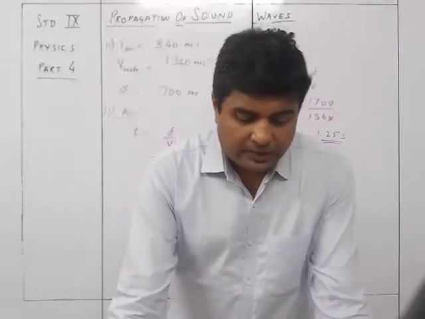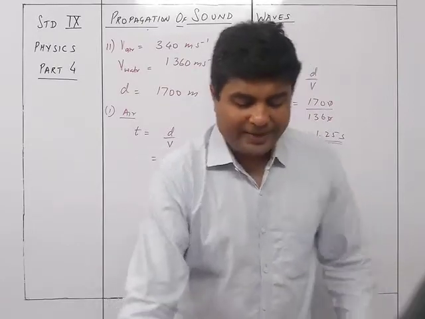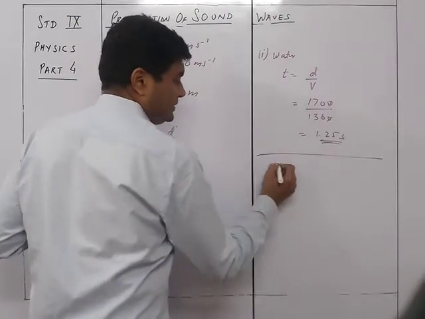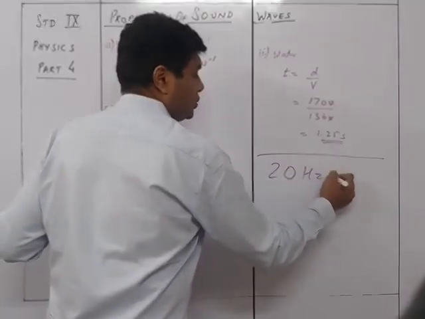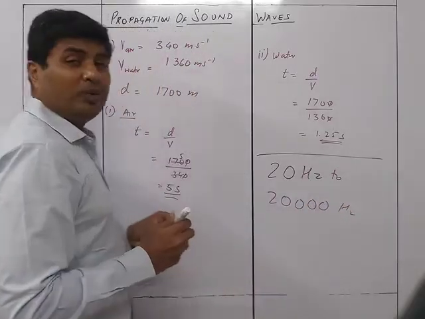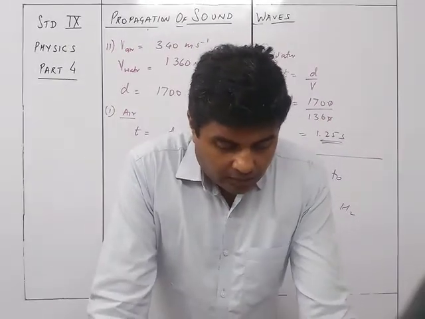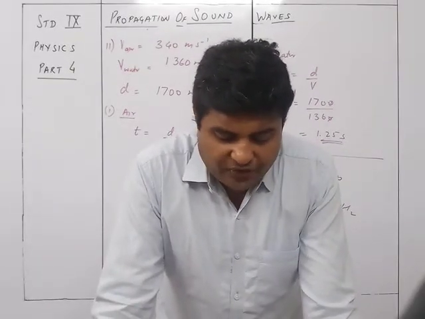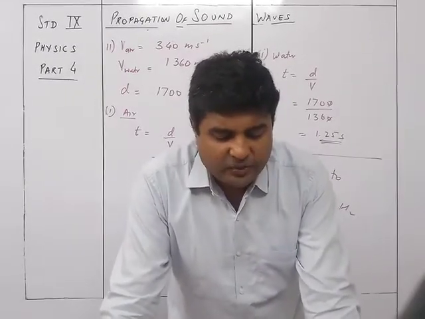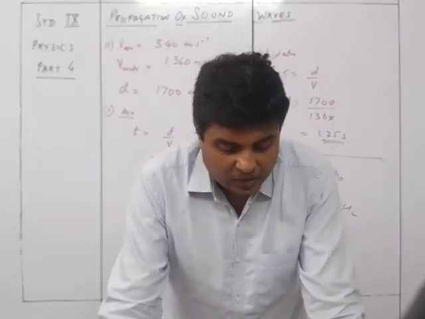Now, the human ear is able to hear sound in a frequency range of 20 Hertz to 20,000 Hertz. So we can hear from a frequency of 20 hertz to 20,000 hertz. This is the frequency which a human ear can listen to. That's the audible range of frequency, 20 hertz to 20 kilohertz. We cannot hear sound of frequency less than 20 hertz or more than 20,000 hertz or 20 kilohertz.